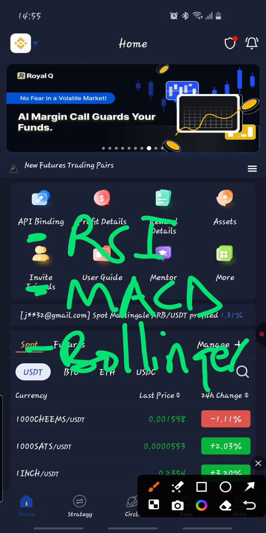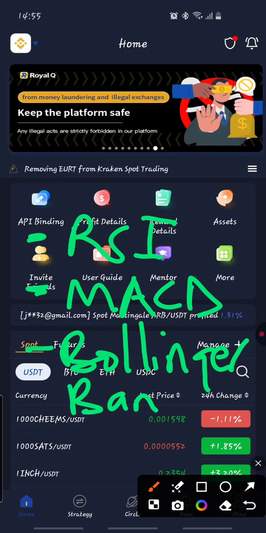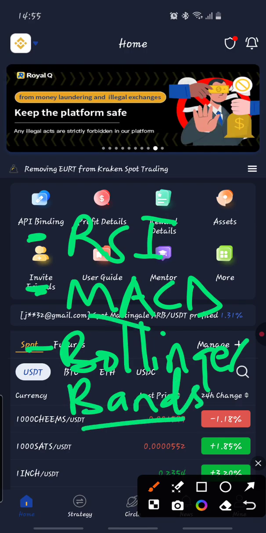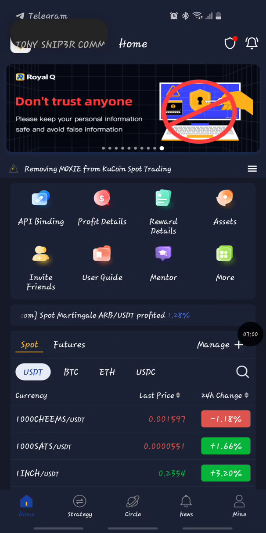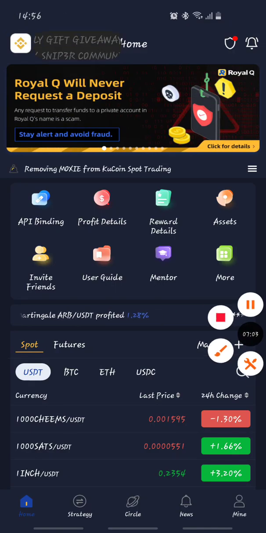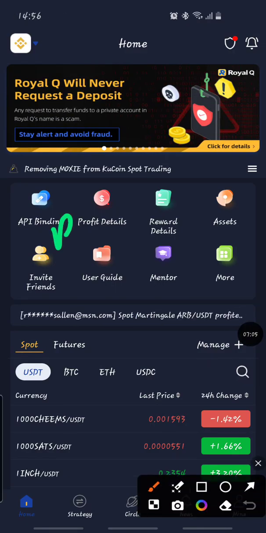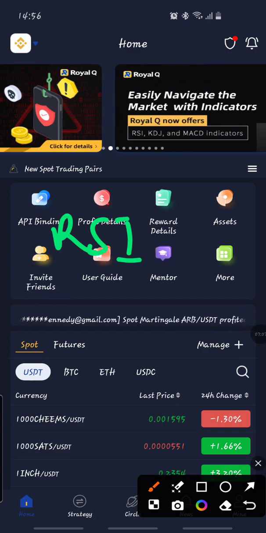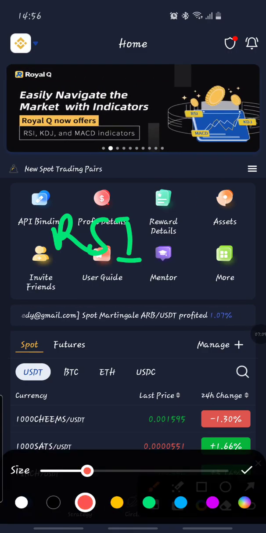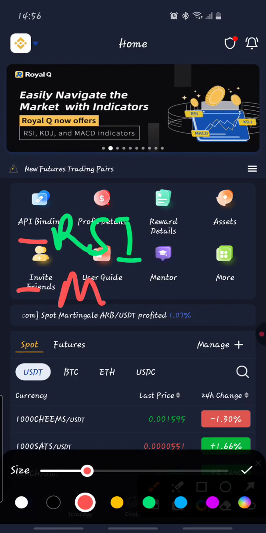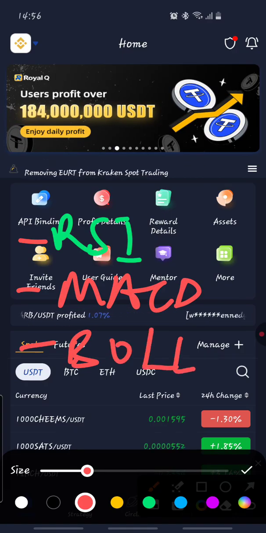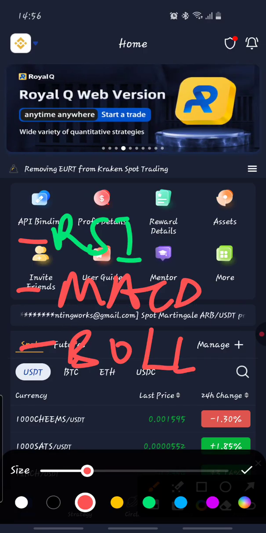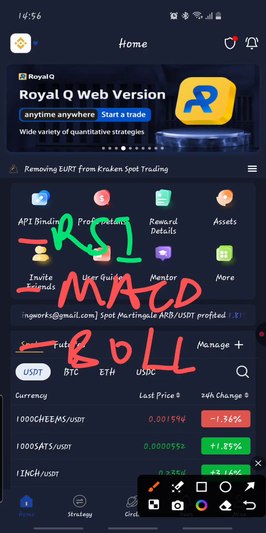Bollinger Bands. So this one can tell you about the situation of the market, so that you enter at the right time. So that means among the lessons, you need to learn how to use RSI. You need to learn how to use MACD and even Bollinger Bands.